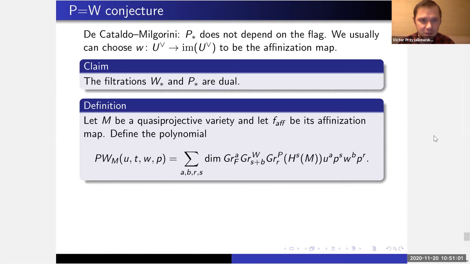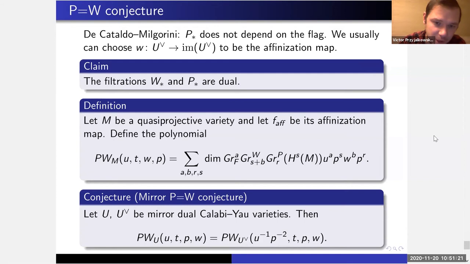And we can define a formal polynomial for these filtrations which gives the dimensions. The mirror P equals W conjecture says that if we have mirror dual Calabi-Yau varieties, then these perverse polynomials for dual varieties coincide under an easy change of variables. On the left side, the polynomial should be multiplied by u^n t^n, where n is the dimension of the variety.